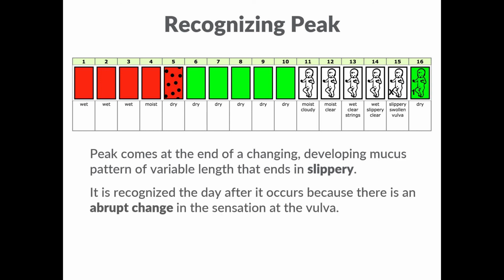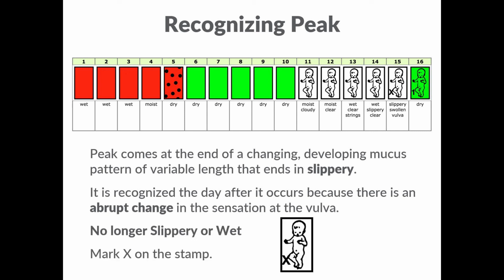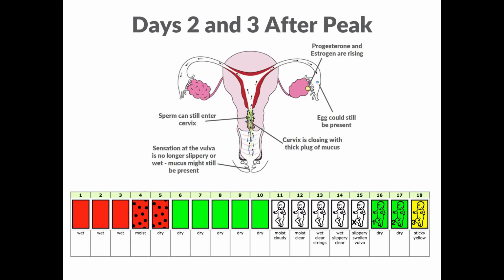It is recognized the day after it occurs, of course, because you don't know it's the last day of slippery until the day after, when it is no longer slippery or wet. And you mark that X on the peak day, on the last day of slippery. All right, so you can see that she got up to slippery, she dropped off down to dry, and then had 2 dry days and then a sticky yellow day. So that's a day that she used the yellow baby stamp. Again, still very drastically different than this day. It's no longer wet or slippery. So she counts her 1, 2, 3.